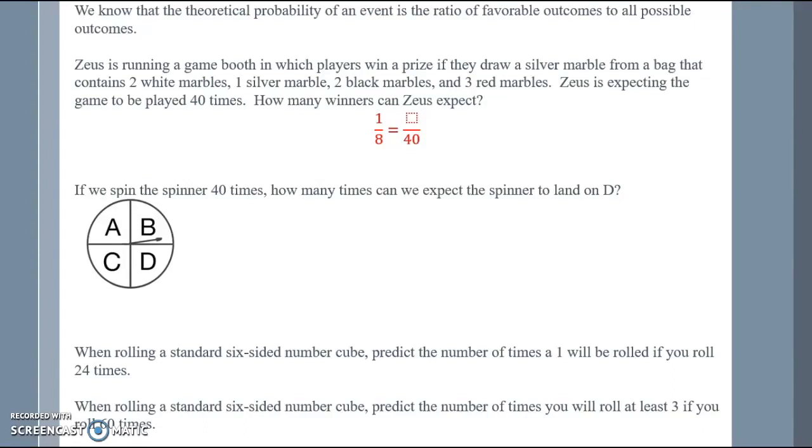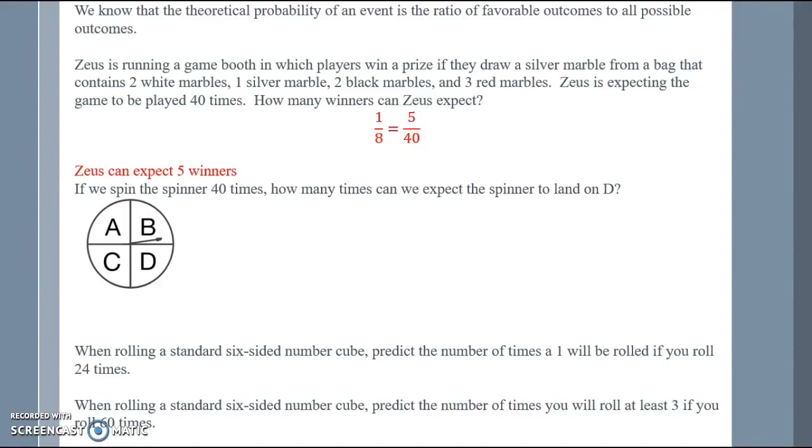If we set that to what over 40, how many times can we expect there to be winners? So 8 times 5 is 40, so 1 times 5. So we can expect Zeus to have 5 winners.